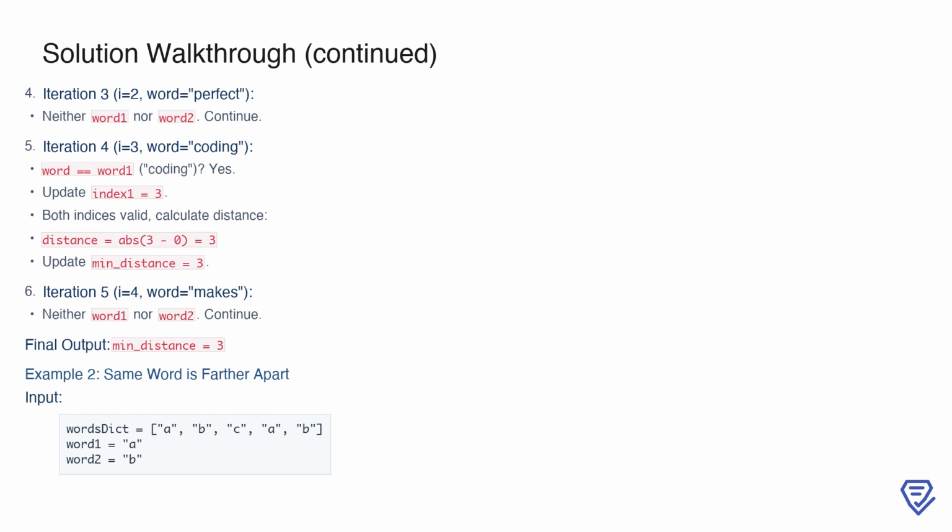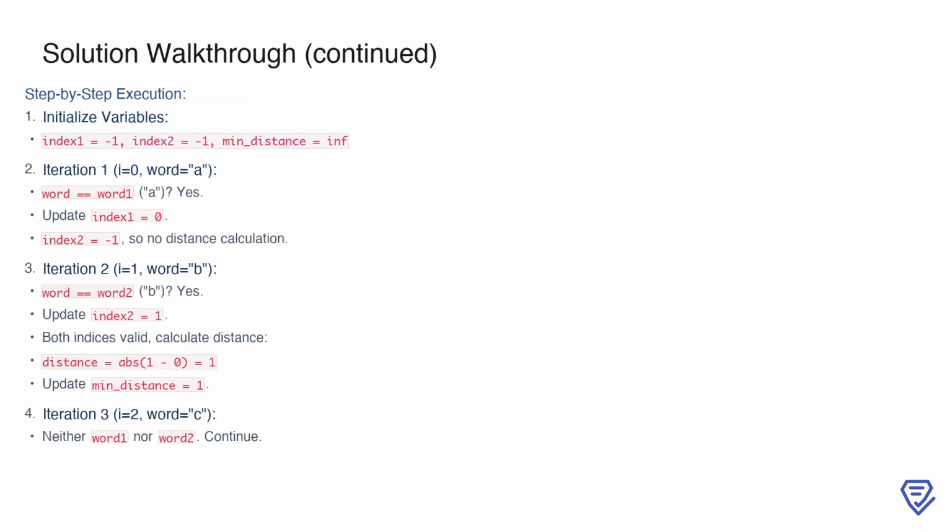Now, let's consider a second example where the same target words appear at different positions. In this example, we want to find the shortest distance between the words A and B in the list. As before, we start by initializing index1, index2, and min_distance. At index 0, the word is A, so we update index1 to 0.